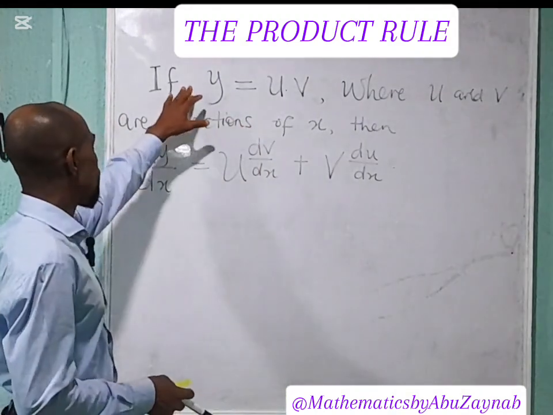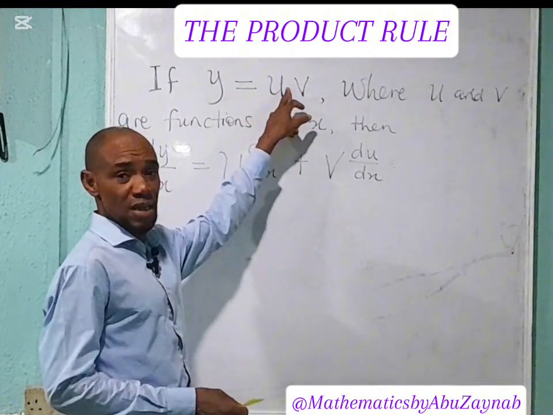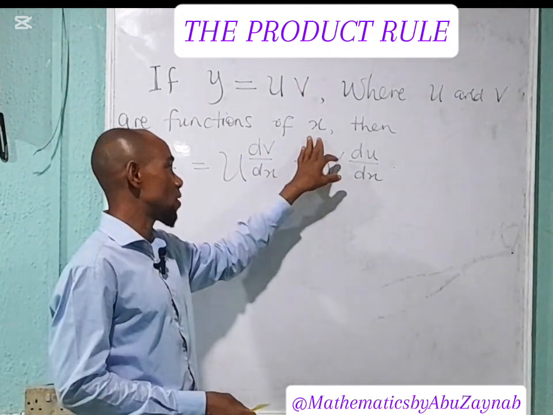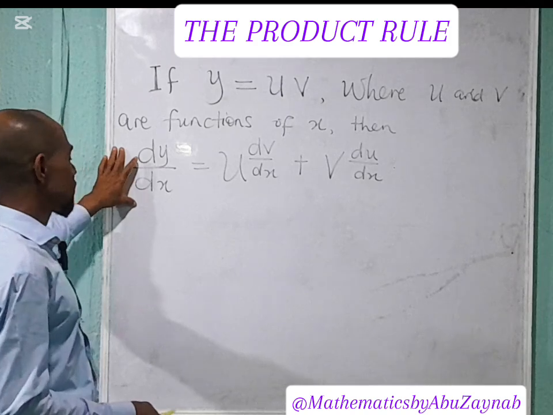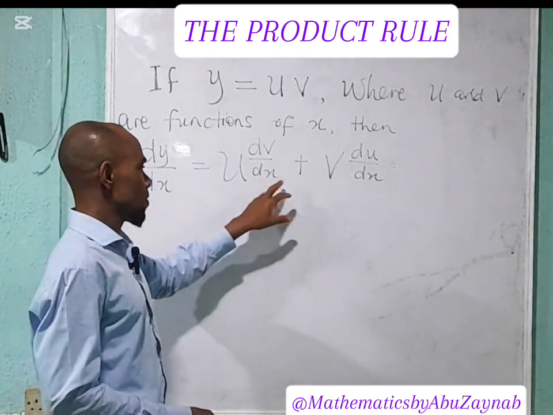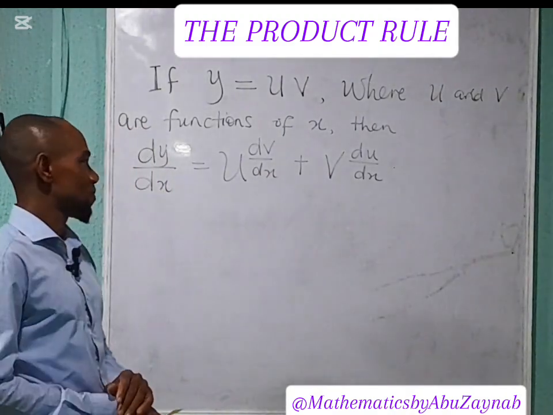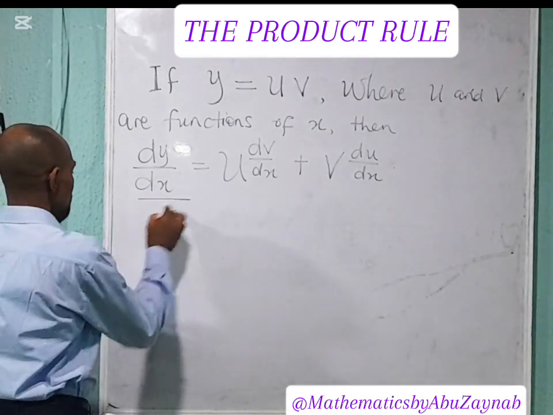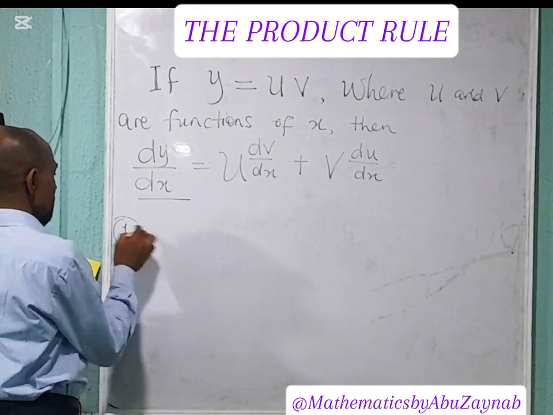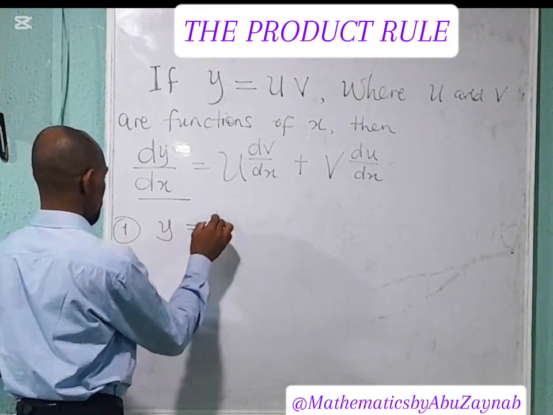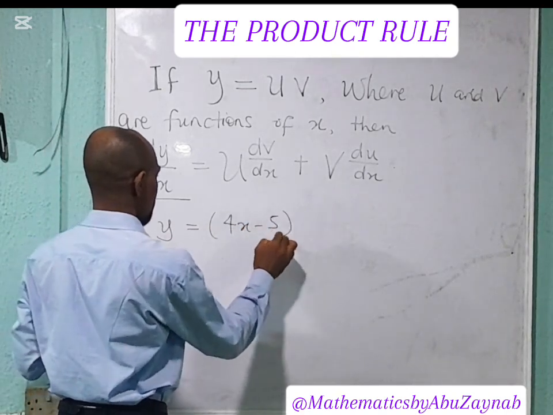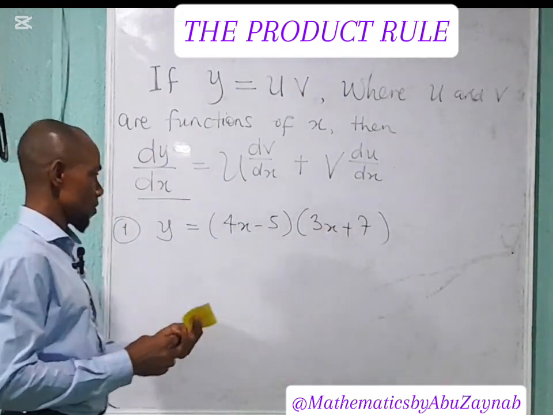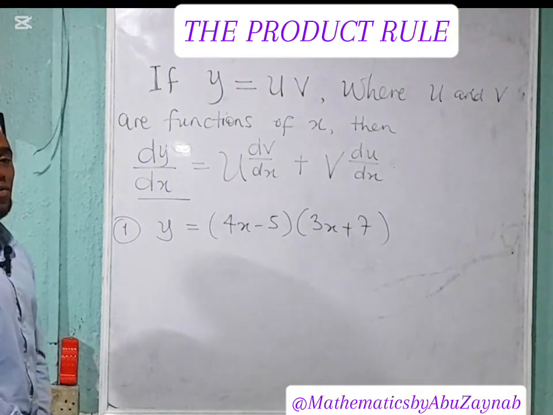To start with, if y equals uv, this is u times v, where u and v respectively are functions of x individually, then dy/dx can be written as u dv/dx plus v du/dx. To make sense of the application of this formula, let's take some questions. So question 1: find dy/dx if y is equal to (4x minus 5) times (3x plus 7).